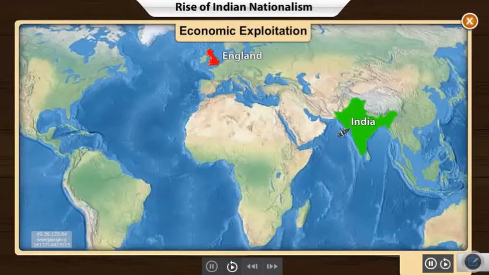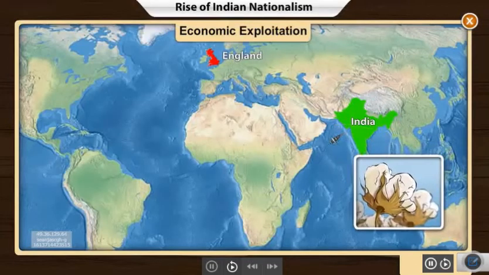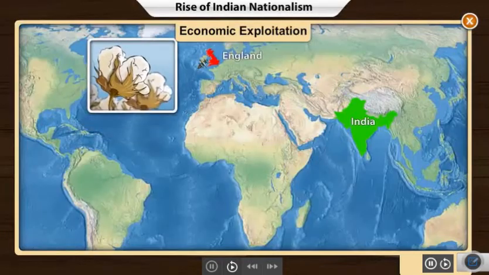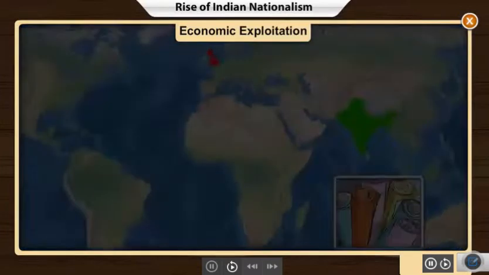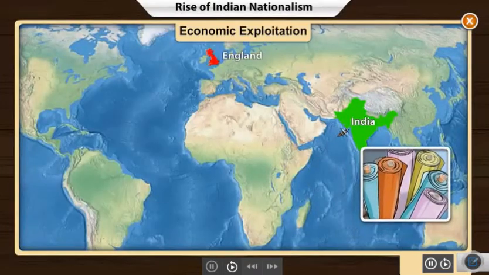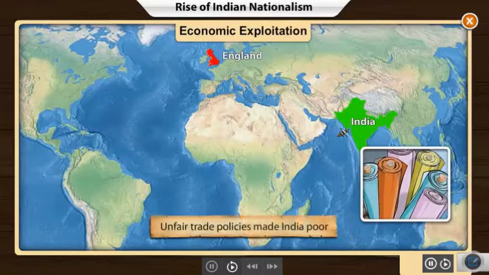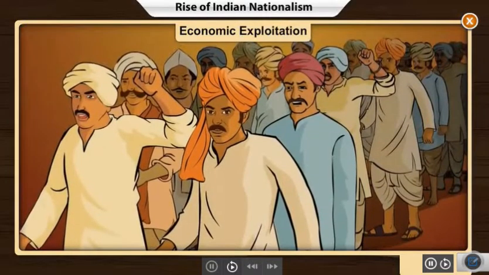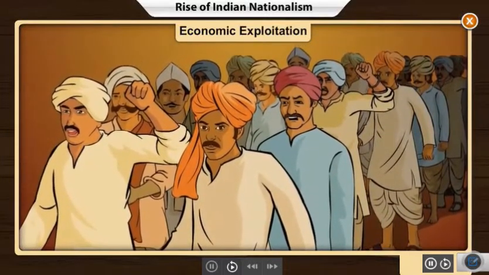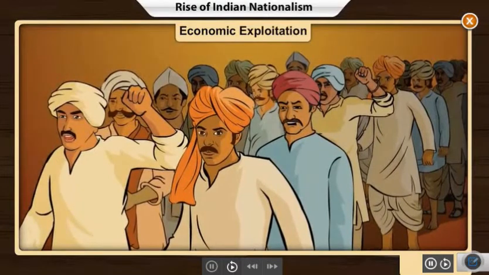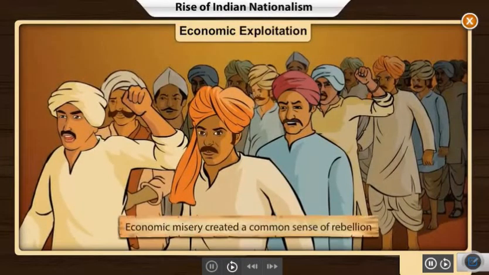During British rule, India was forced to export raw materials to England at low prices and import finished goods at high prices. Originally a self-sufficient country, India grew steadily poor under these policies. Punishing taxes, failing incomes, industrial decay and an indifferent attitude of the British all combined to create a common sense of rebellion against the British.